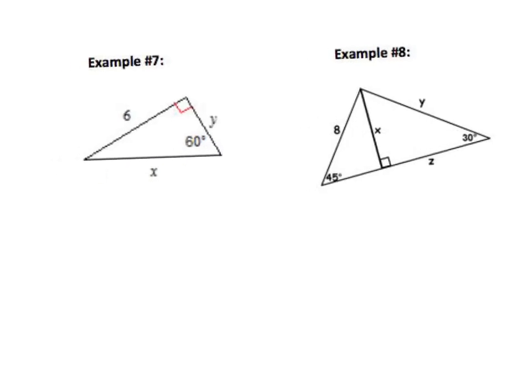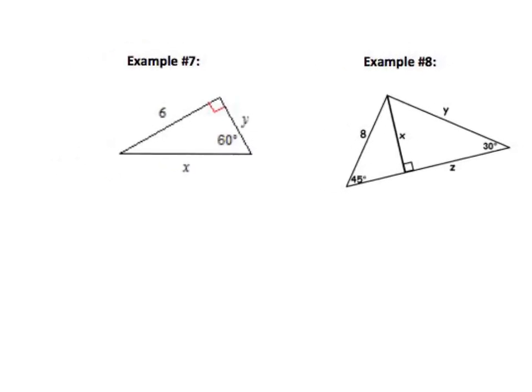Just a few more examples. So in example 7, we are given the length of our longer leg is 6. So first we want to solve for the length of our shorter leg. So we know that 6 is going to equal our shorter leg y times the square root of 3. So we're going to divide both sides by the square root of 3.